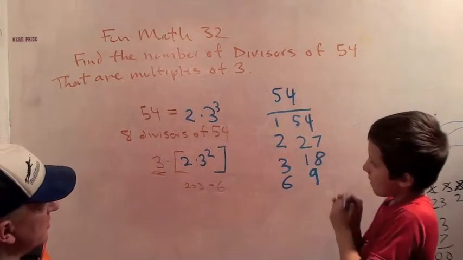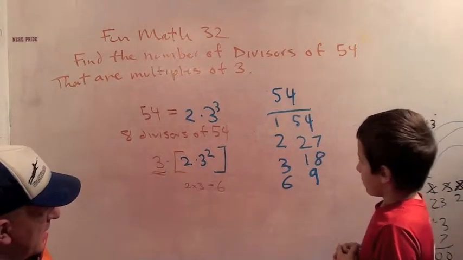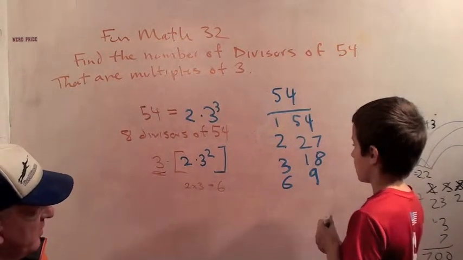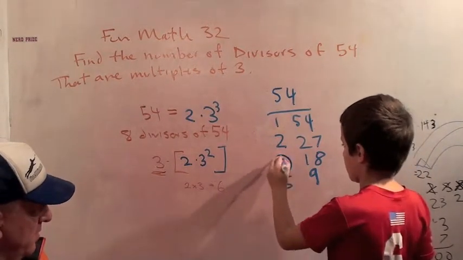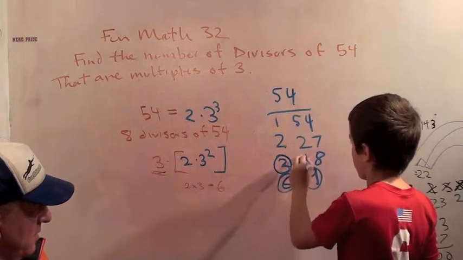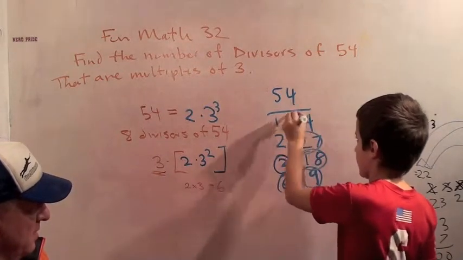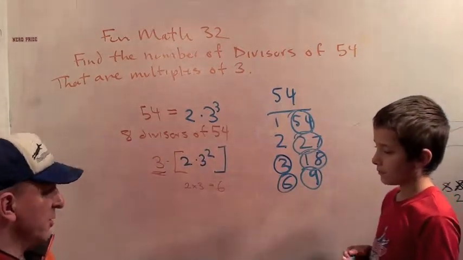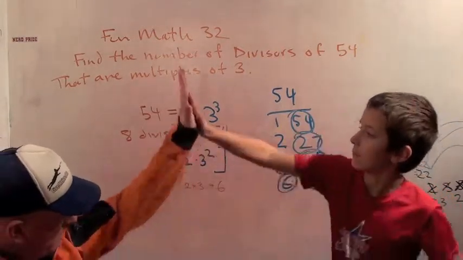We said there were 6 that are multiples of 3. Can you circle the ones that are multiples of 3? There's 3, 6, 9, 18, 27, and 54. There you go. So only 1 and 2 were not multiples of 3. That's pretty cool.